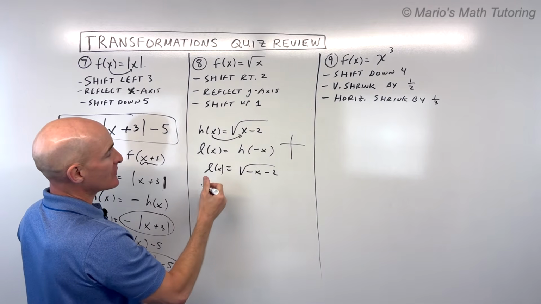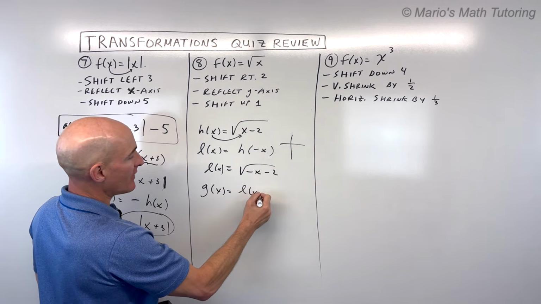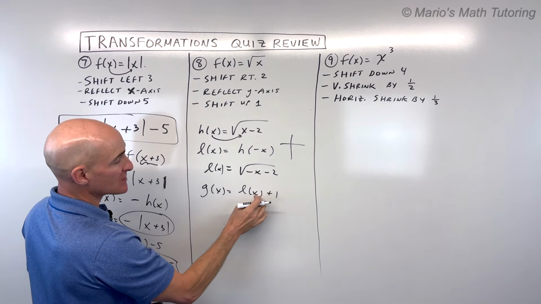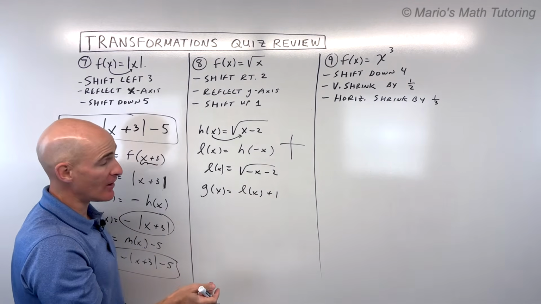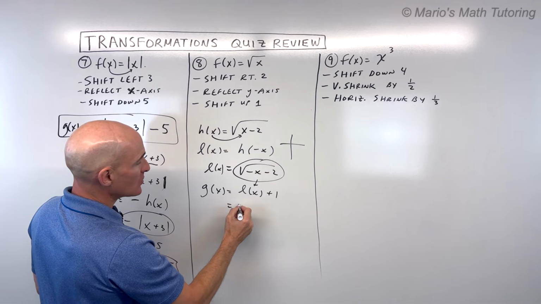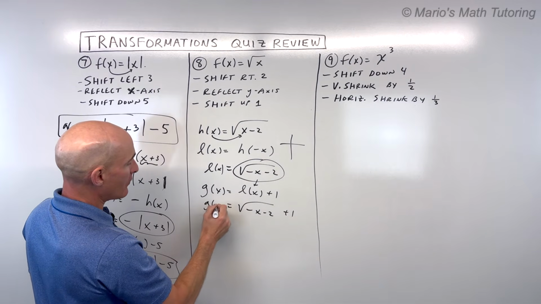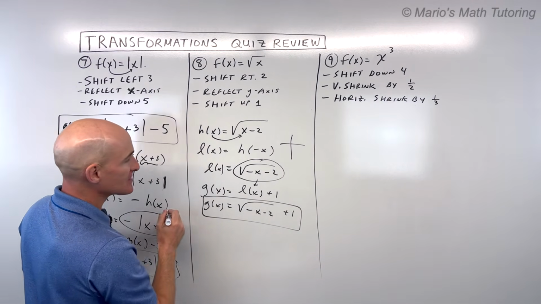Lastly, we want to shift up 1. That's going to be our g of x. We take the previous function, L of x, and we add 1. Now notice it's not grouped with the x. That's going to affect the y values in the same way. But what's L of x? That's this right here. So we can put that in place of L of x. And now we have our final function here, g of x.